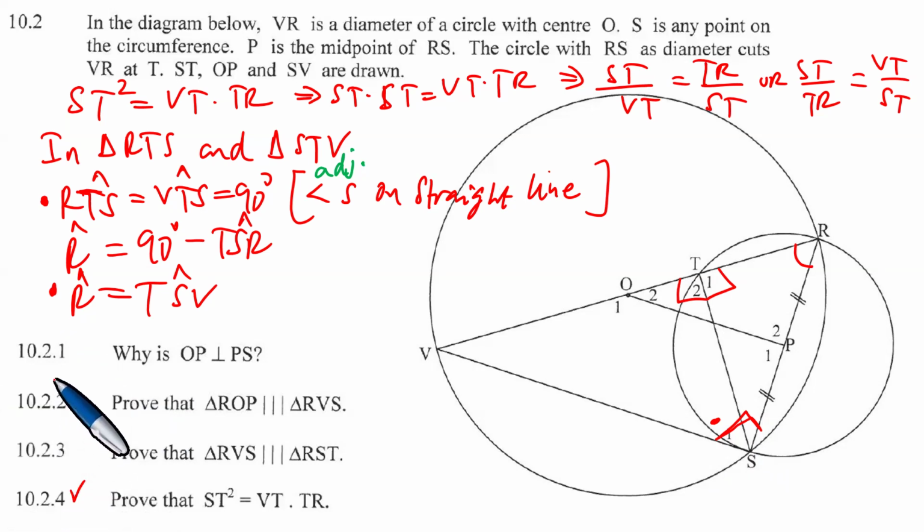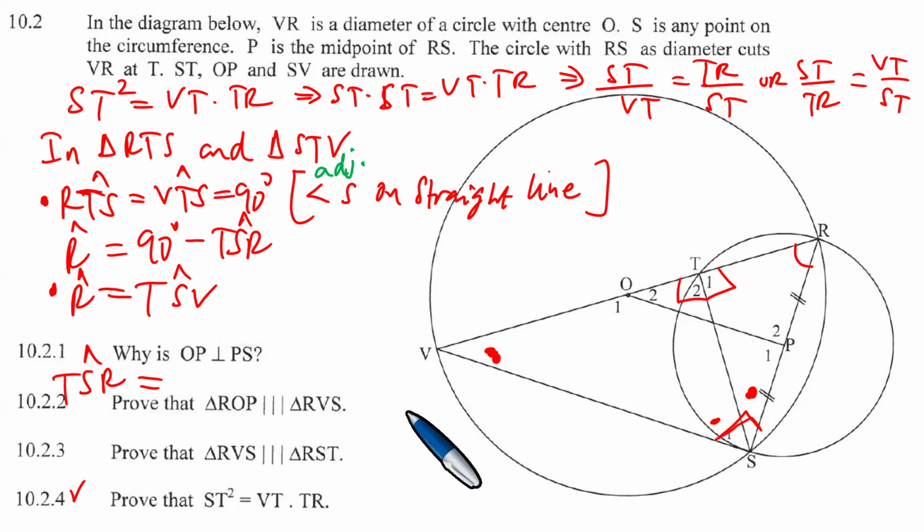The angle TSR is equal to what? This angle TSR, which is this one here, is equal to the angle V.